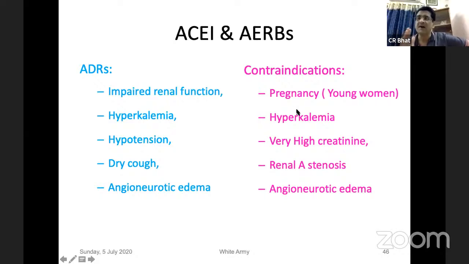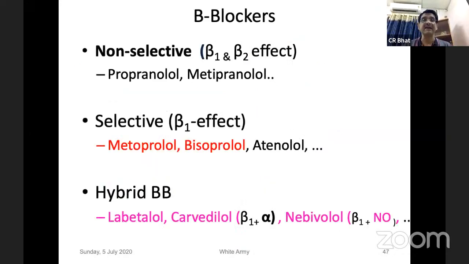So for all women of childbearing age, it is better to avoid prescribing ACE inhibitors and ARBs. Similarly, hyperkalemia, very high creatinine level, renal artery stenosis, and the presence of angioneurotic edema are all contraindications for ACE inhibitors and ARBs.